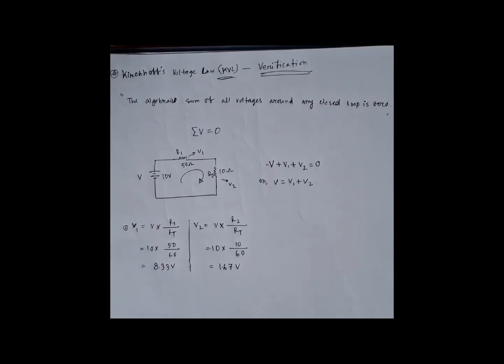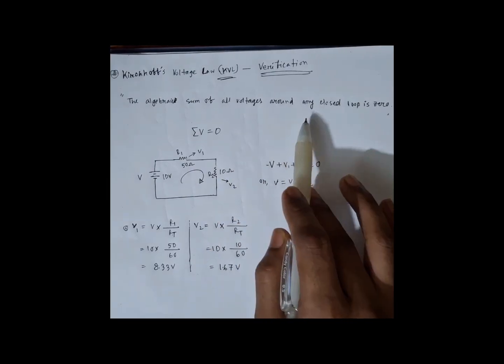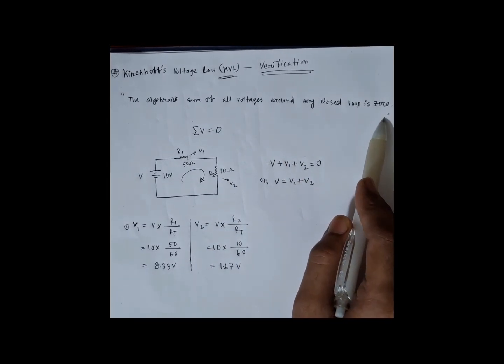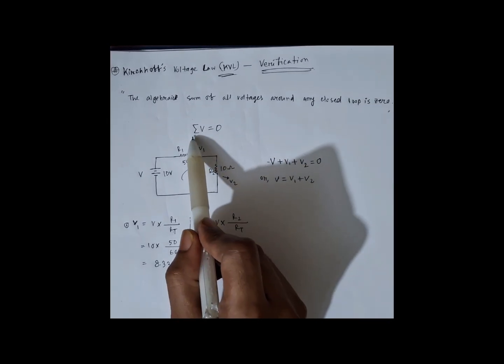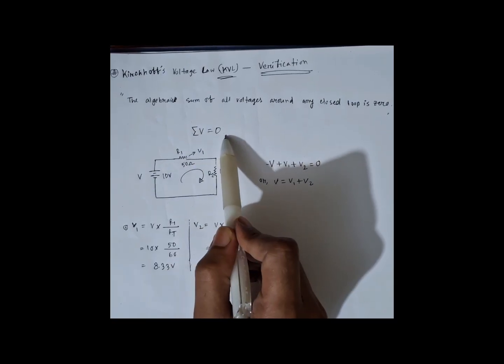Hello everyone, today we will verify the KVL, or Kirchhoff's voltage law. Before going into the experimental setup, we will first talk about some theory. The statement of KVL is: the algebraic sum of all voltages around any closed loop is 0. Mathematically, we can write summation of V equals 0.